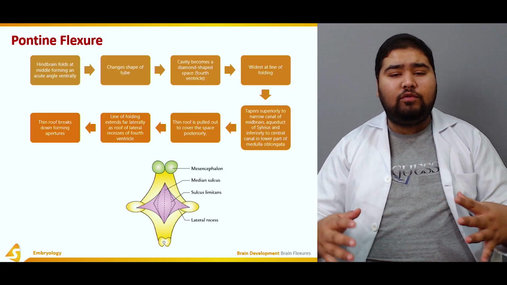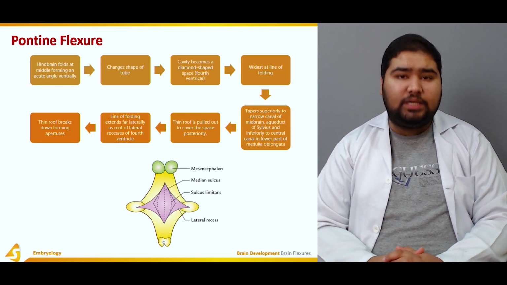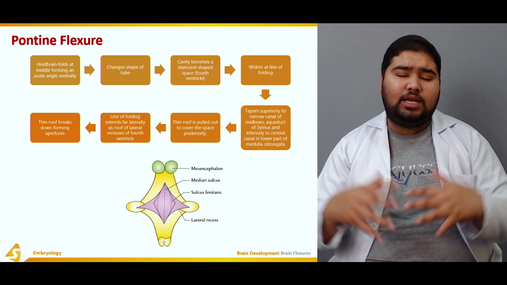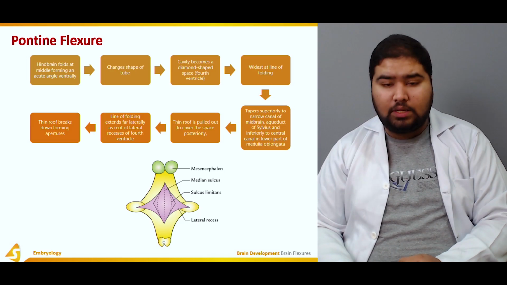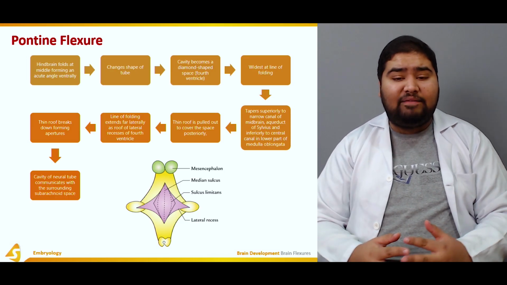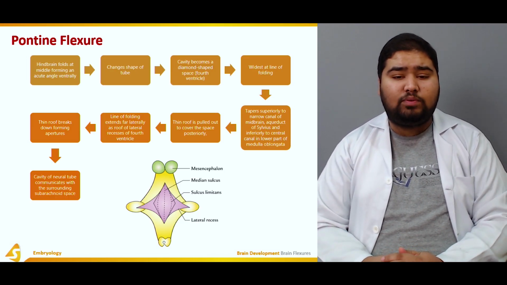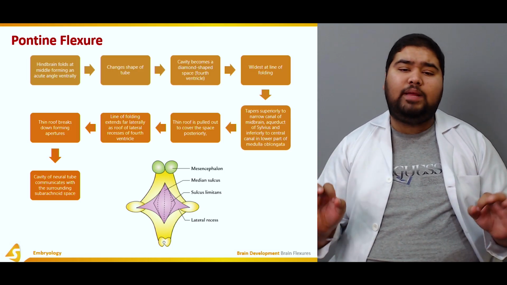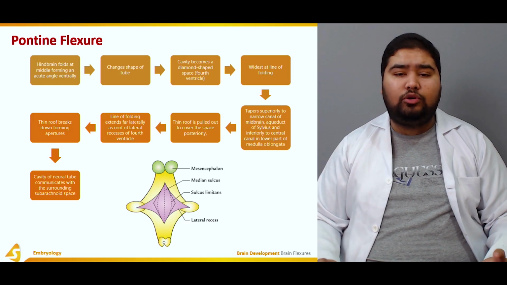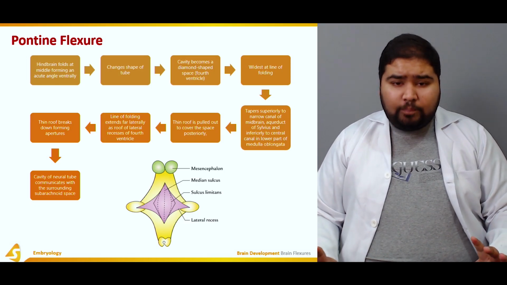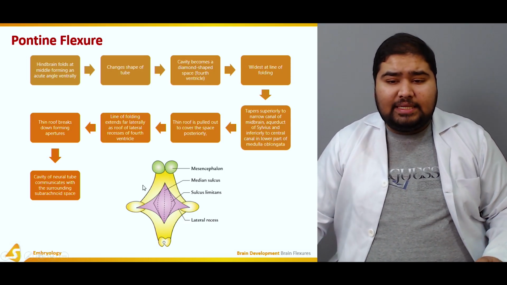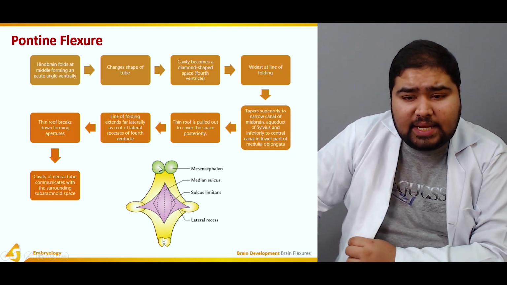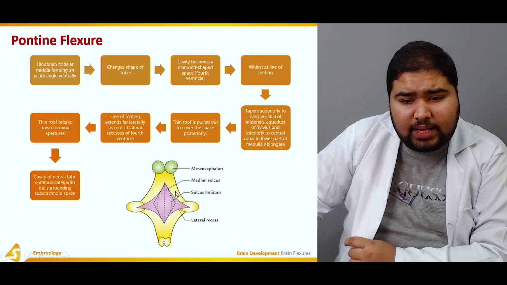Now the thin roof breaks down and forms apertures. These apertures are the foramina through which the cerebrospinal fluid flows. Now, the cavity of the neural tube communicates with the surrounding subarachnoid space through these foramina that are formed in the roof. So, recapping this entirety, here you can see this is the mesencephalon, the midbrain itself.